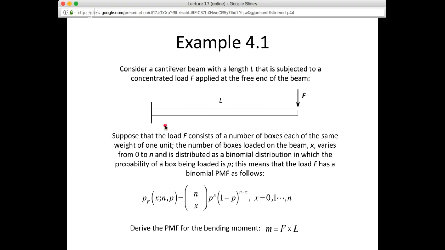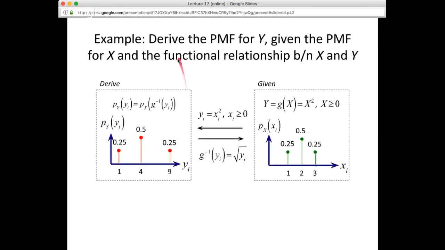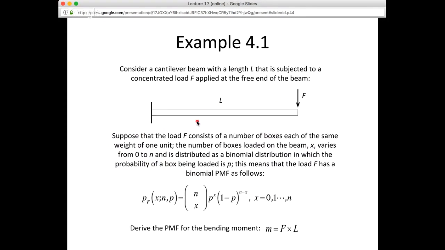And so this is our answer, right? We've just now derived our first PMF, given a PMF for the random variable x and the functional relationship between y and x. Let's do another example. I think we did this pretty quickly in class. Example 4.1 in the book.